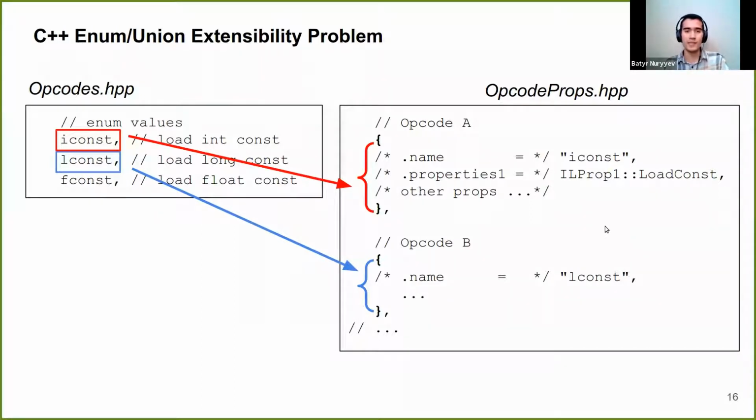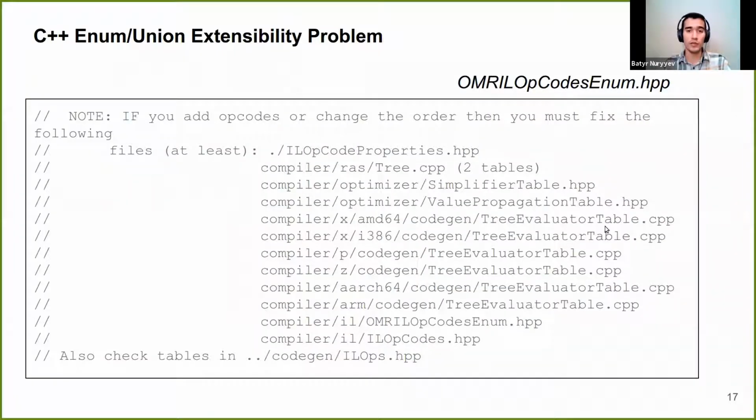This approach with multiple files spread out on the code base is error prone in a sense that if you accidentally swap the two values on the left, the array entries on the right will have their properties incorrectly assigned to each other. Thus, OMR developers have to manually keep track of the order among these files and be careful adding or modifying any opcodes. This is a comment from one of such files.